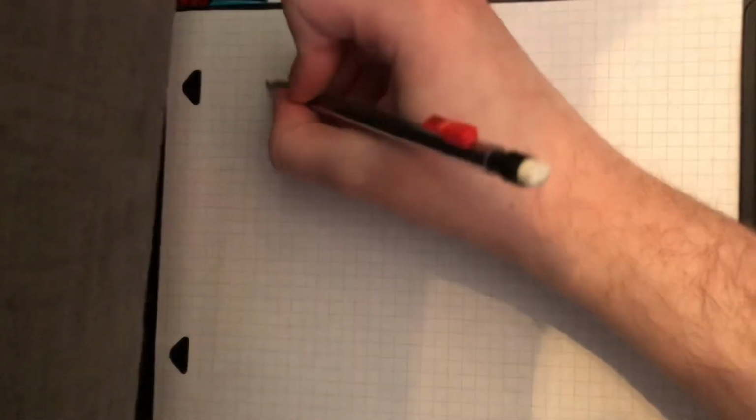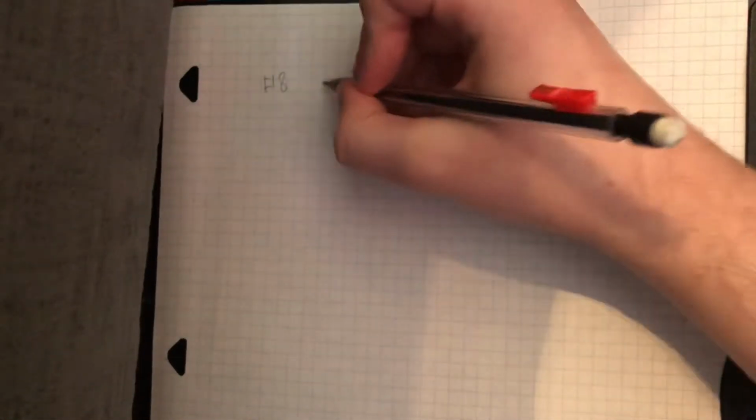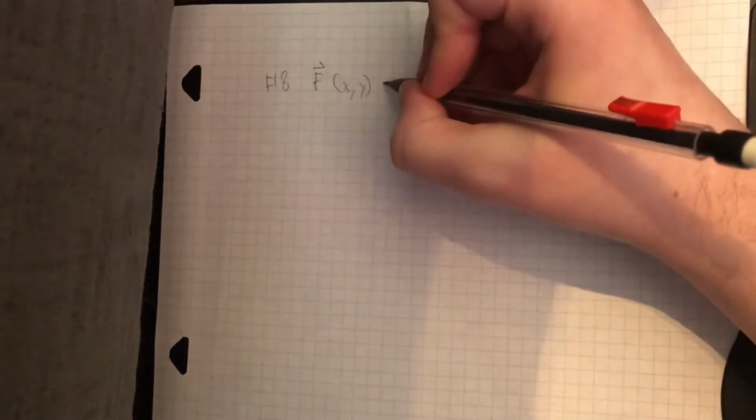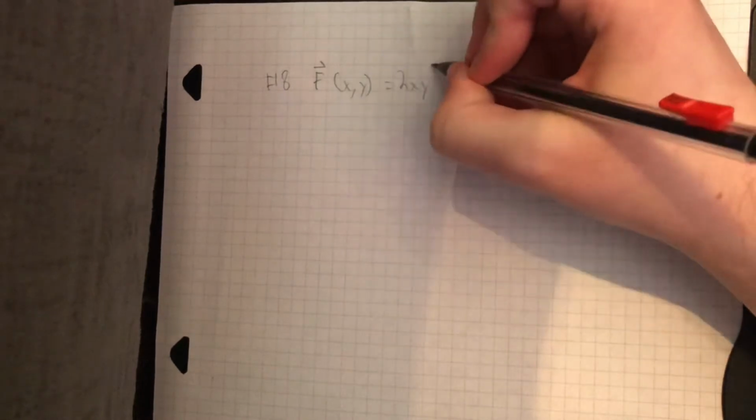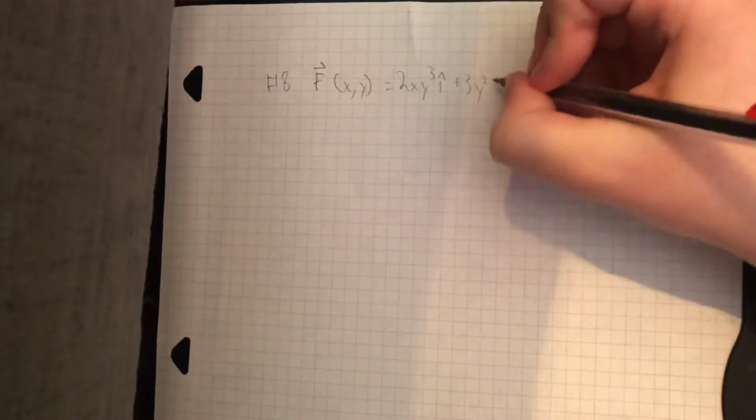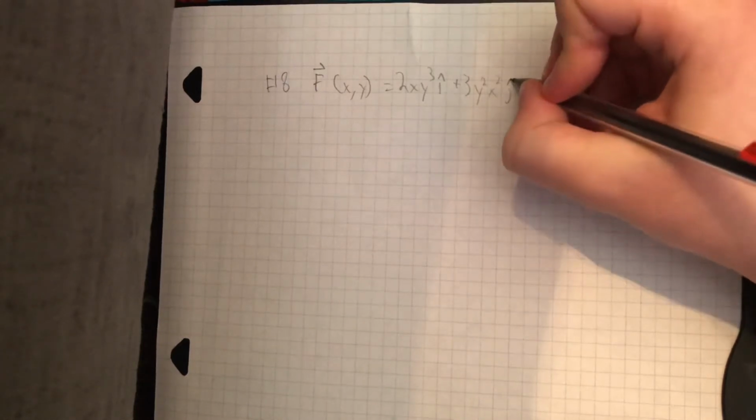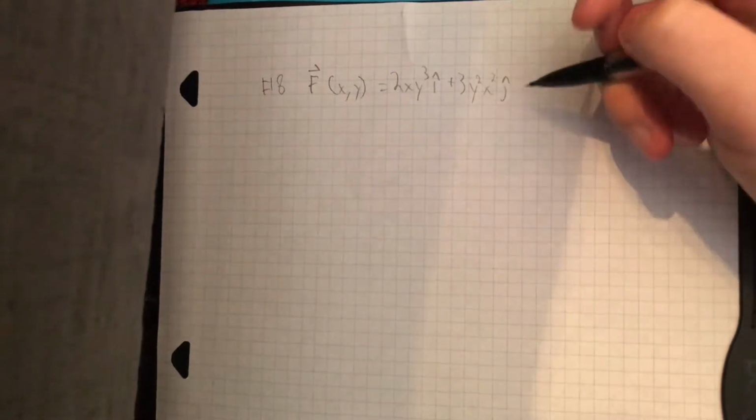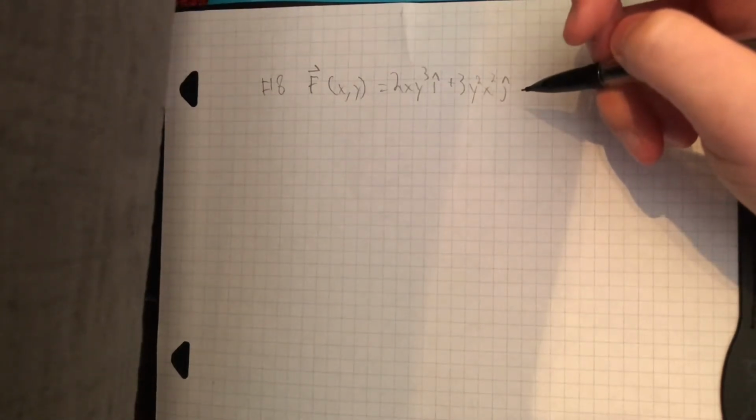So starting with question number 8, given the vector field F of x comma y equals 2xy cubed i plus 3y squared x squared j. First of all, is this conservative? And second, if it is conservative, how do we find a potential function for it?